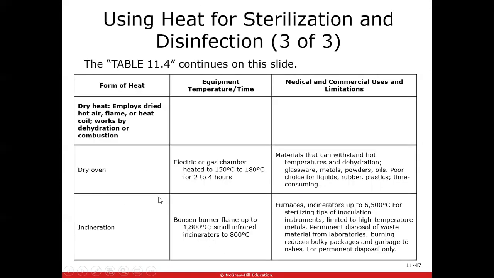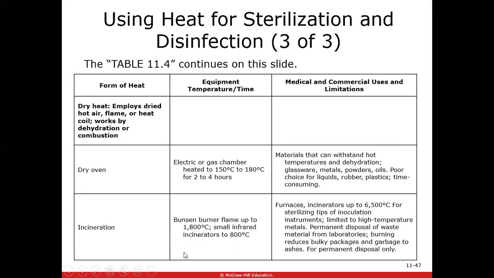Then you have dry heat. You have a dry oven. It's an electric or gas chamber. It heats to very extreme temperatures. You do it for 2 to 4 hours. And it suits materials that can withstand hot temperatures and dehydration, like glassware, metals, powders, oils. It's a poor choice for rubber, plastics, and it's also time consuming.